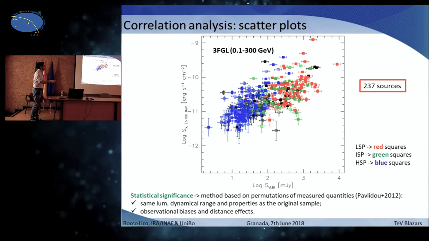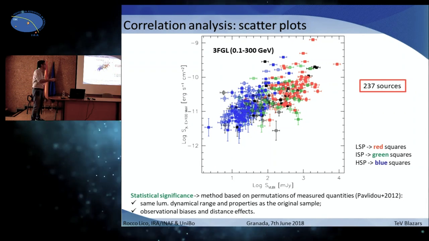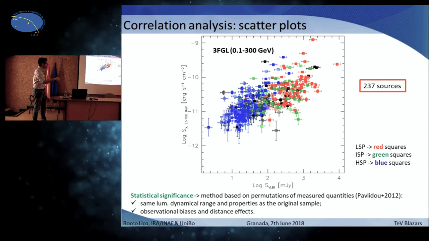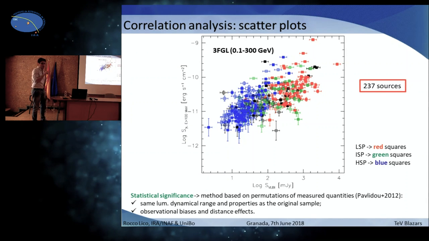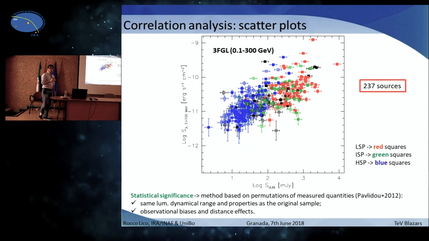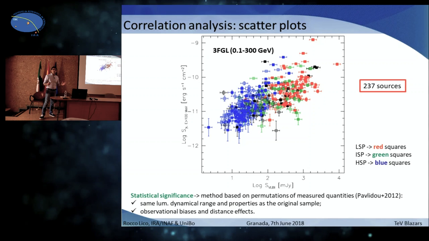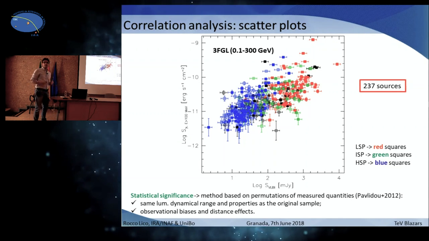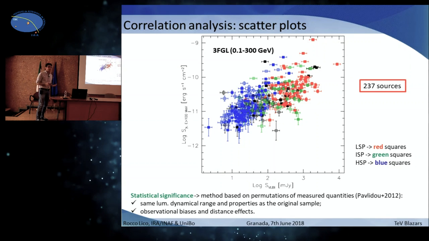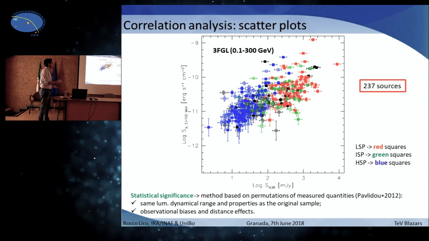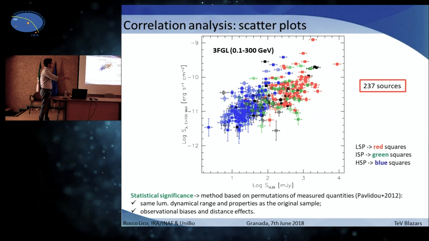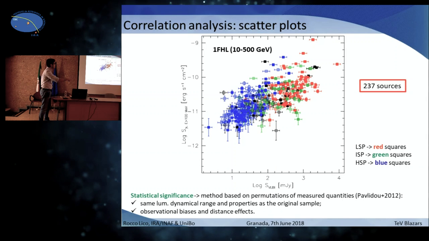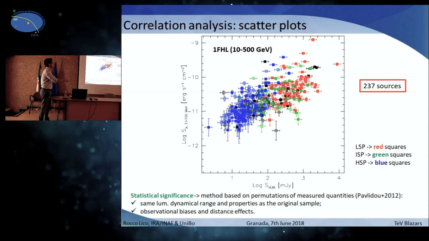The red squares indicate the low synchrotron peaked objects, the blue squares the high synchrotron peaked objects, and in green we have the intermediate ones. By looking at this scatter plot just by eye, at first glance it seems that a correlation is there and it's also strong, which is also what was expected. Let's see what happens when we move to a higher gamma-ray energy range, when we consider gamma rays above 10 GeV.